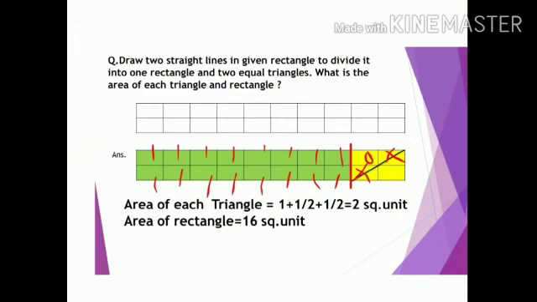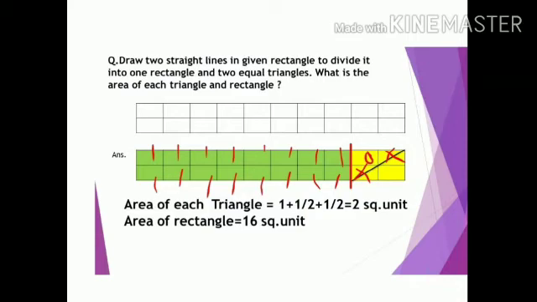Children, firstly, we will draw the two straight lines like this. One straight line is horizontal, one is a vertical line, and the second straight line will be a slanting line. Now, we will find the area of the rectangle. You can see here how many boxes are here? 16. So, the area of this rectangle will be 16 square units.